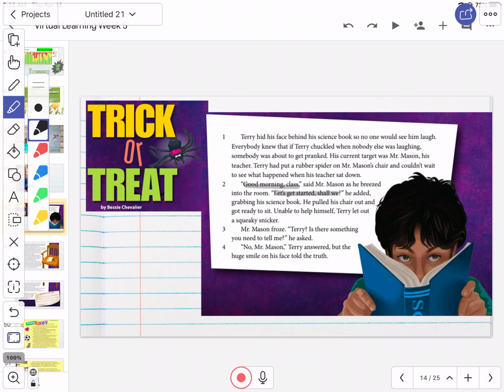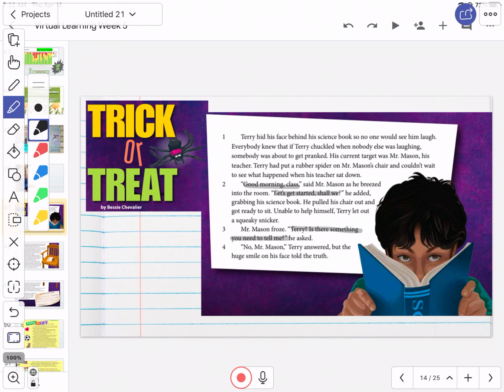Let's all get started, shall we? He added, grabbing his science book. He pulled his chair out and got ready to sit. Unable to help himself, Terry let out a squeaky snicker. Mr. Mason froze. Terry, is there something you need to tell me? Okay, some of you would have said me is a first person word, but it's in dialogue.